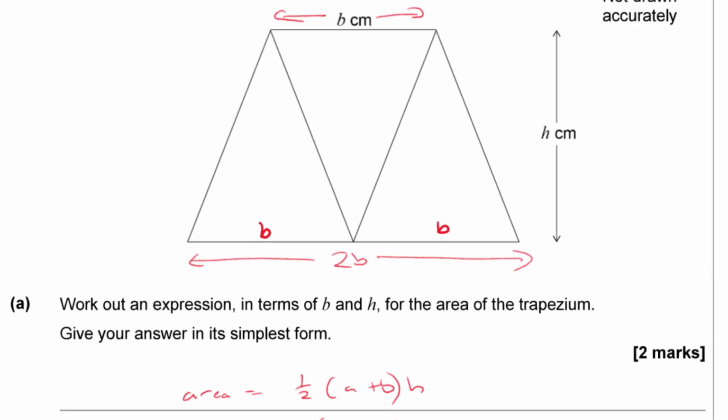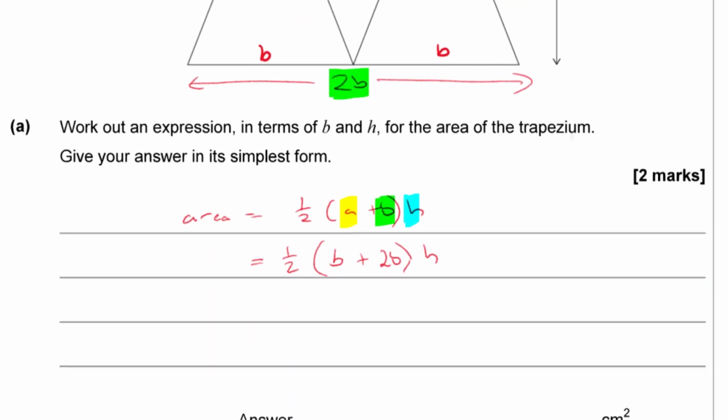Okay, so just to make that very clear, my a is going to be this one up here, which in this case is b. My b of my formula is going to be this one here, it's my second parallel line, and my h is just h. Okay, so there's that one there. So just subbing those things in, I've got half b plus 2b times h. Okay, so b plus 2b is 3b, so that's half of 3b times h. And I can just rewrite that as 3 over 2 bh.